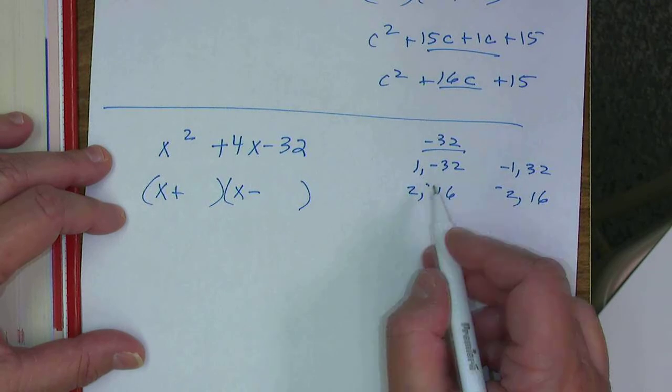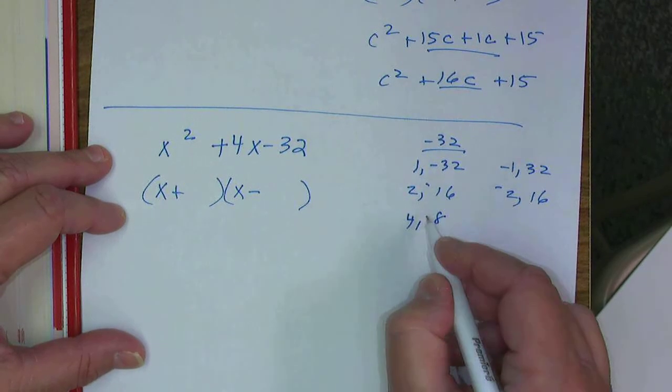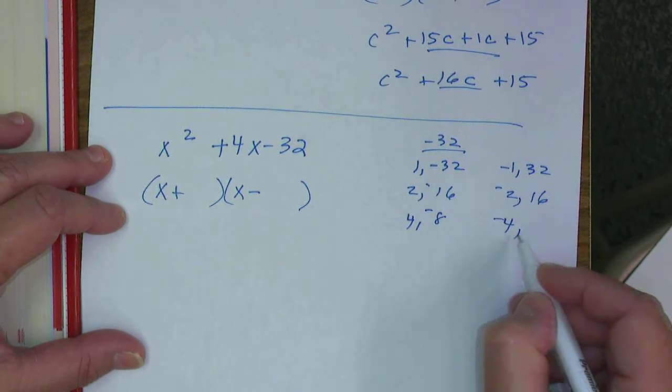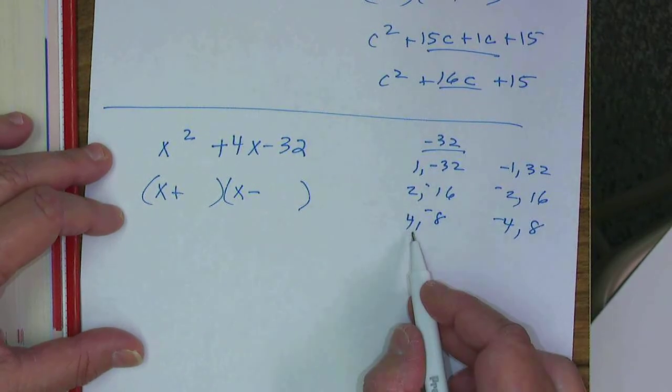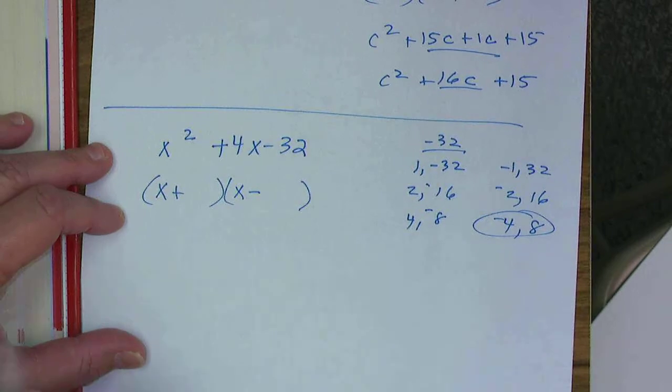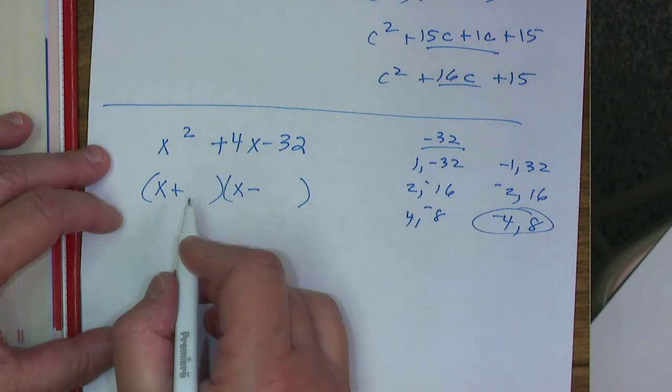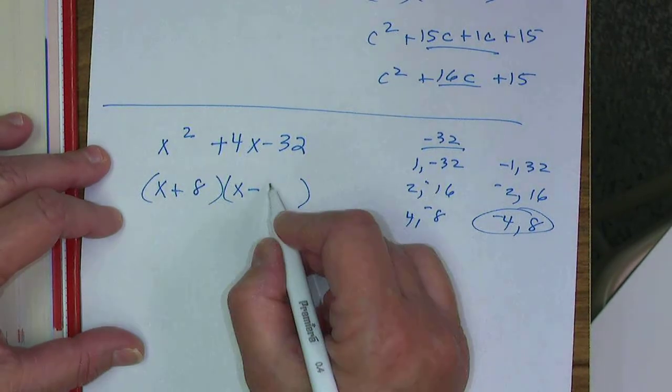Let's see, 3 is not a factor. 4 is, what's that, 4 and 8? Negative 8, positive 8 with the negative 4. That gives me a sum of 4. So it looks like x plus 8, x minus 4.